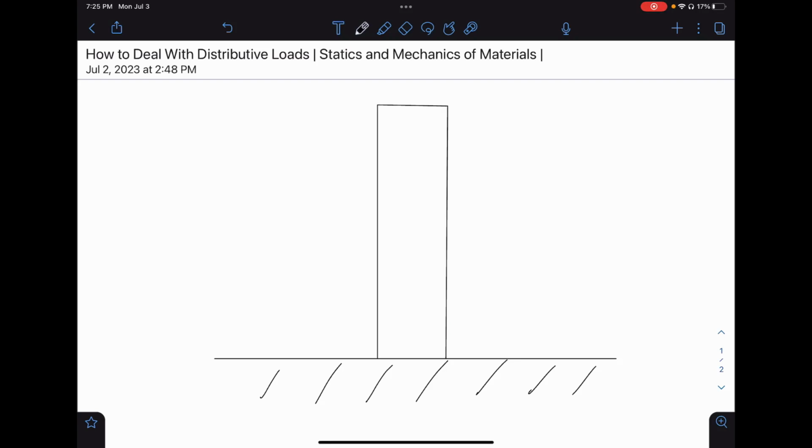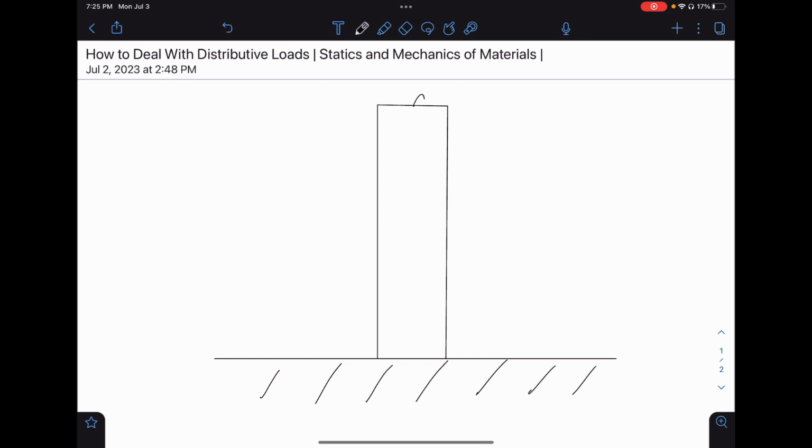In this video, I'm going to show you how to deal with distributive loads in statics, how to reduce them into a single force resultant. So firstly, what is a distributive load? We all know what a point force is, right? A point load, something acting at a single point.